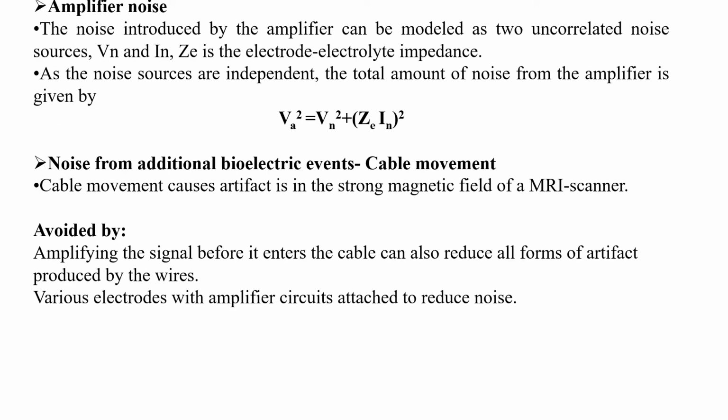Next we will see the amplifier noise. The amplifier is the most important component used in biomedical instrumentation. Signal amplification performs two important functions during the measurement. One is to increase the resolution of the input signal, and the other is to increase the SNR, that is, the signal to noise ratio.